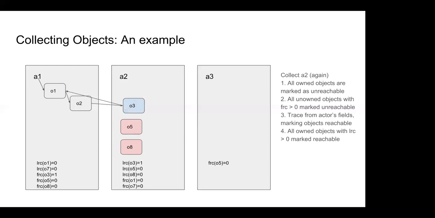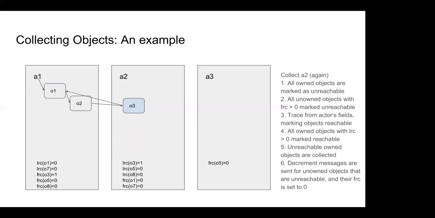Oh, I seem to have this out of order. Okay. Basically, 01 should become reachable, and all objects with a local reference count of greater than 0 are reachable. So 03 is reachable. We collect the unreachable owned objects, 05 and 08, and we send a decrement message for unowned objects that are unreachable, and their foreign reference counts are set to 0. So we don't need to do anything there.